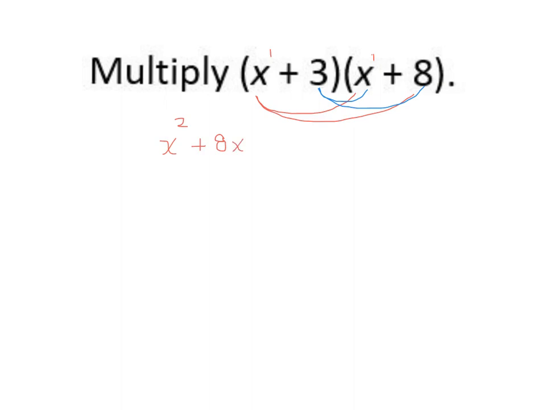Now I'm going to distribute the 3. The 3 has to be multiplied by the x, and I get 3x. And the 3 has to be multiplied by the 8, and I get 24.